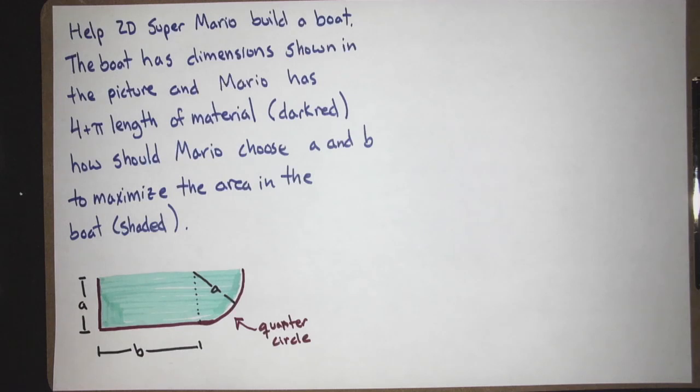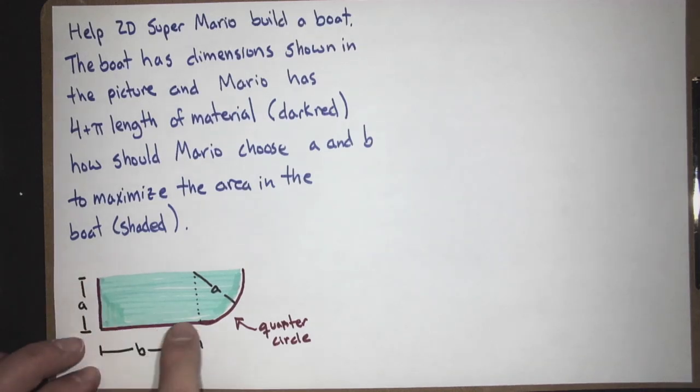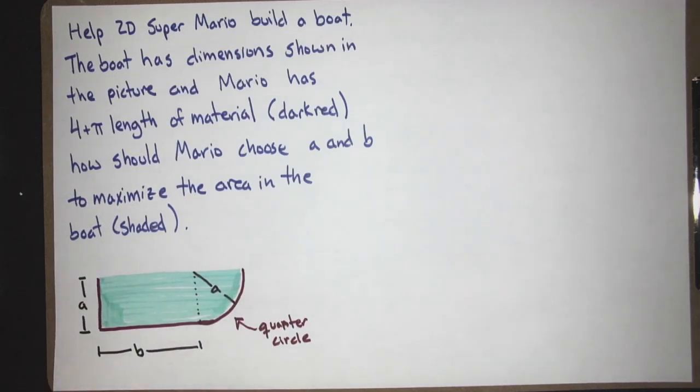So Mario has some material. 4 plus pi length worth of material. So that says if you do the part here, that totaled up needs to be 4 plus pi. Now the question is, how should you choose A and B to maximize the area in the boat? And that's the shaded area.